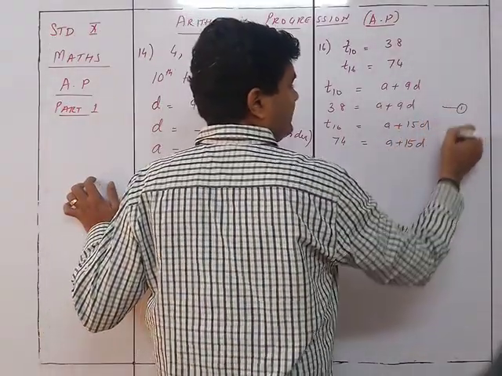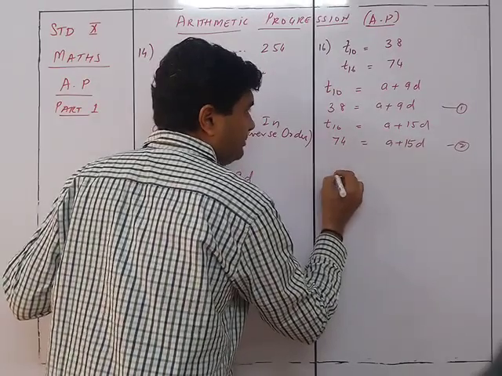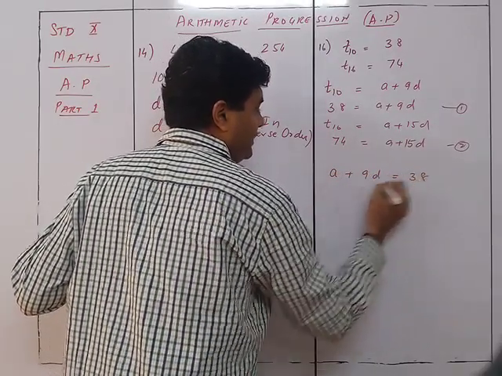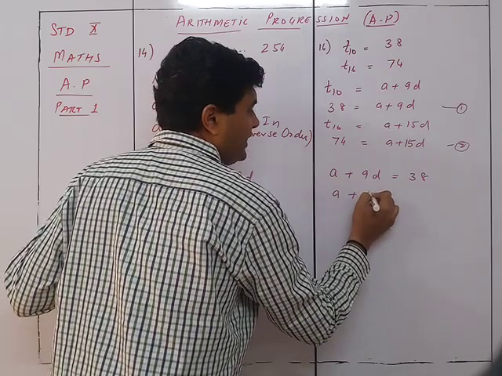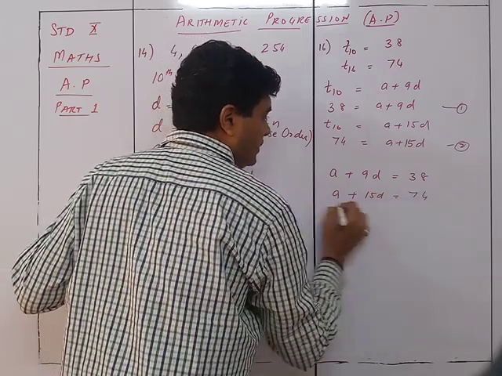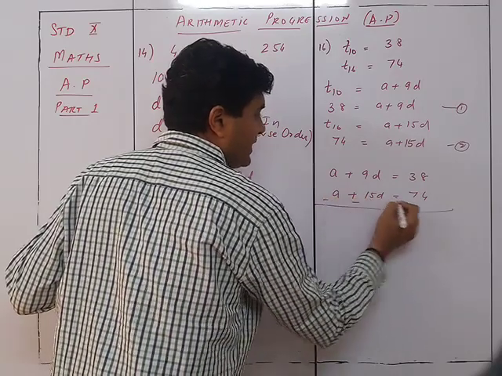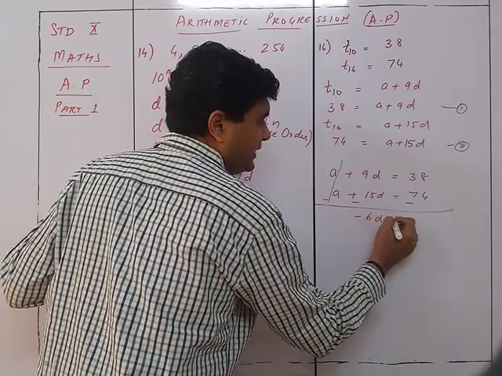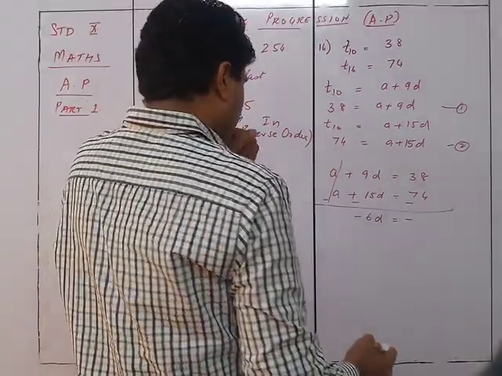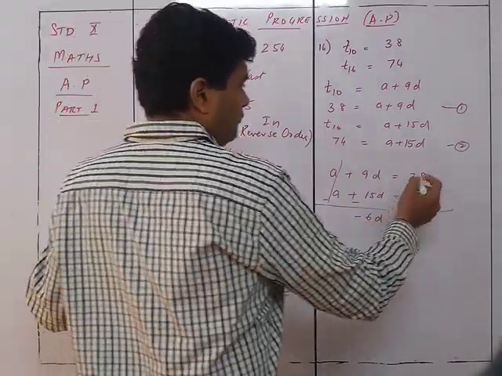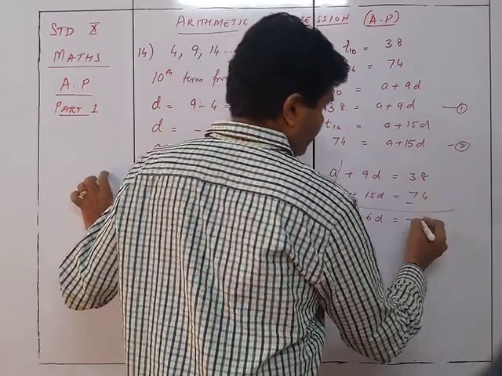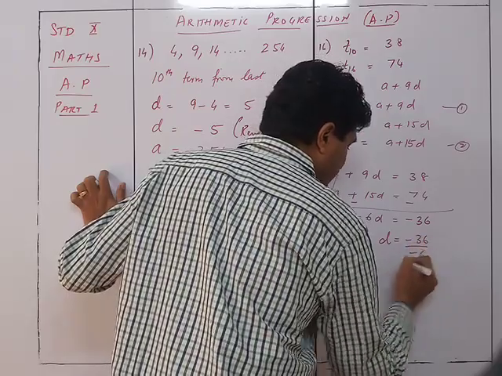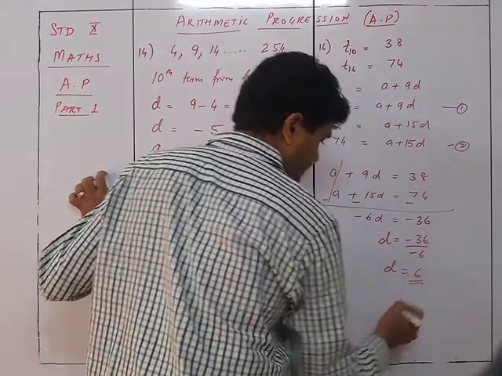Solving these two equations simultaneously as we did in the earlier sum, A plus 9D is equal to 38, A plus 15D is equal to 74. Accordingly, subtracting, the A cancels and we get minus 6D is equal to minus 36. So D will be equal to minus 36 upon minus 6. So D is equal to 6.